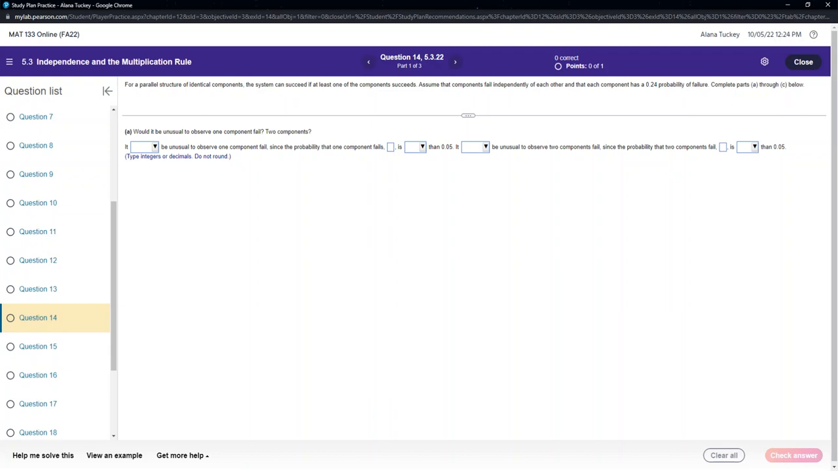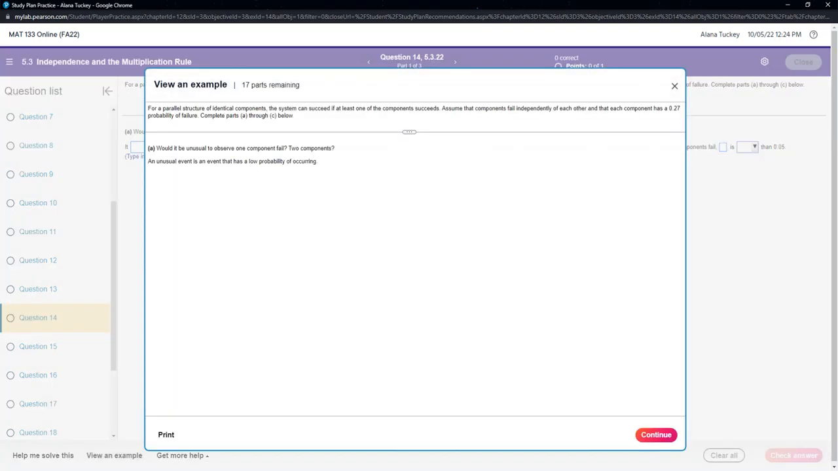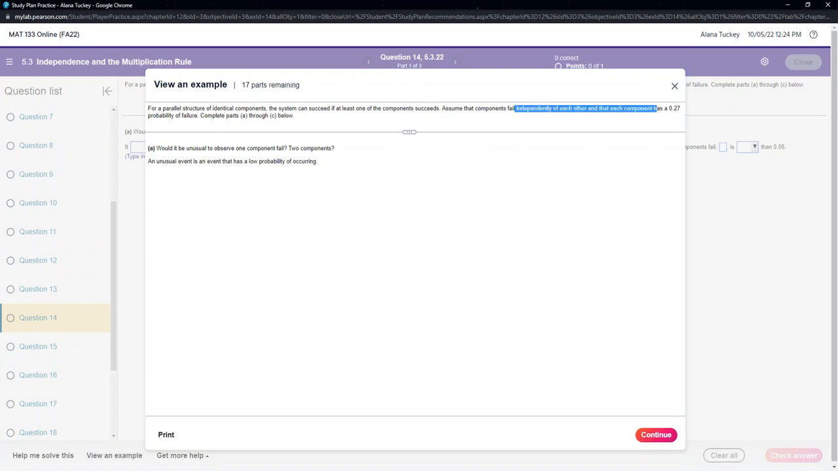Okay, it says, for a parallel structure of identical components, the system can succeed if at least one of the components succeeds. Assume that the components fail independently of each other, and that each component has 0.24, but I'm going to view an example here, so I'll do the example problem. So each component has a 0.27 probability of failure.